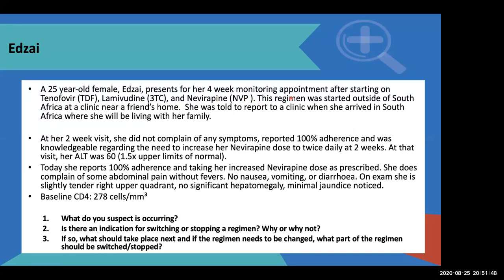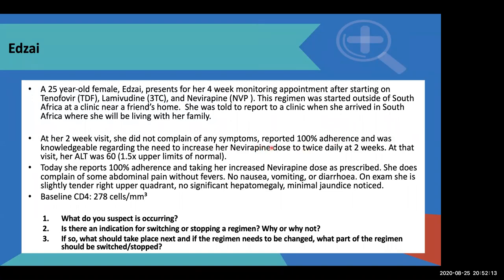This regimen was started outside South Africa at a clinic near a friend's home. She was told to report to a clinic when she arrived in South Africa. That's why she came to you. So remember, this is her 4-week visit. Two weeks ago, she did not complain of any symptoms. She reported 100% adherence and knew everything about her drug.